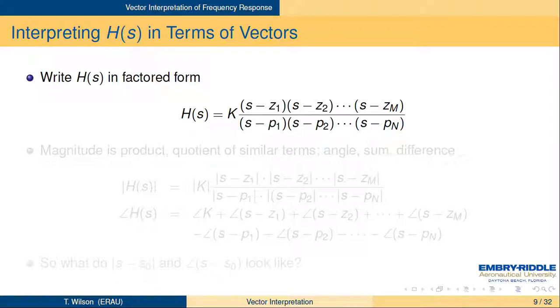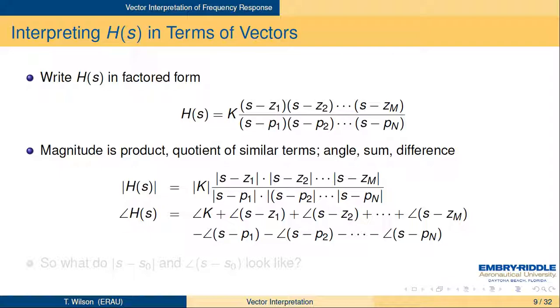So in our case, the pole has been at minus alpha, so you'd have s plus alpha, all the way up to s minus pole location n. And then we have m zeros, again, z1 to zm. And so if we take the magnitude and the angle of those terms, the magnitude of H(s) is just going to be the magnitude of that scale factor k, and then the product of the magnitudes of the factors with the zeros in it divided by the product of the magnitudes of the terms with the poles in them.